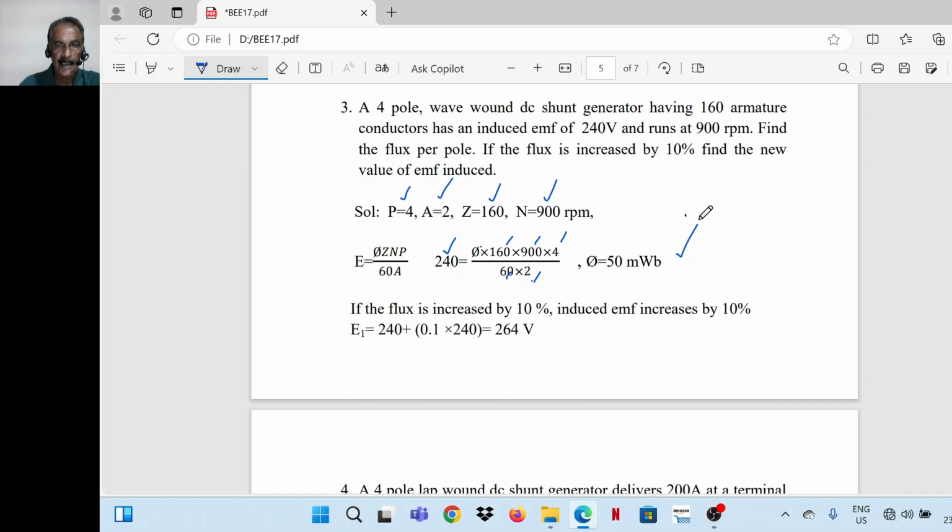Then if the flux is increased by 10%, find the new value of EMF induced. E is proportional to phi into N. In this case speed is constant, so E is proportional to phi. So let's assume a direct proportion. If flux is increased by 10%, EMF also should increase by 10%. The present induced voltage is 240 volts. A 10% increase means 240 plus 10% of 240, that is 240 plus 24, which is 264 volts.